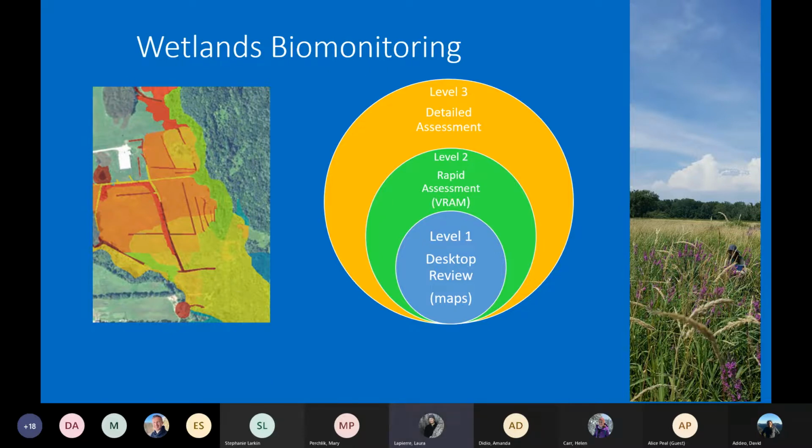Now, it's a fairly small program and our bio criteria is still under development, but what we're attempting to do is be able to score different wetland cover types as high quality, low quality, and moderate qualities. And our VRAM, our rapid assessment method, is getting us closer to being able to do that. And we need more samples to be able to infer the health across a basin.